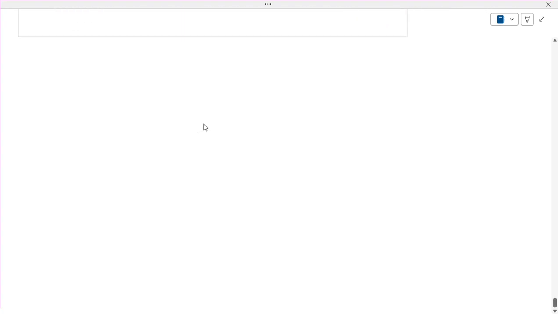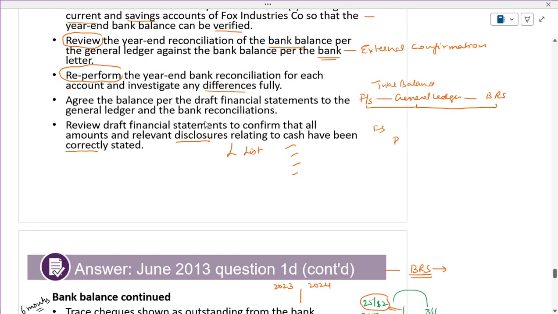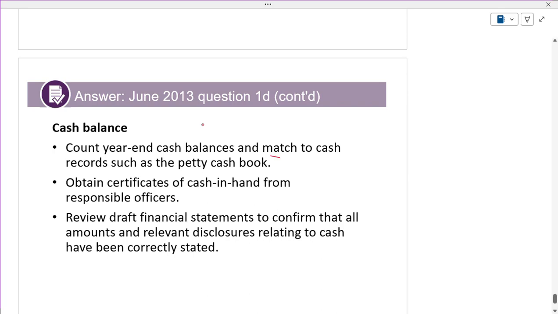Fine. The last one. What happens in terms of cash? Previously we talked about the bank balances. Next, we are talking in terms of cash. Count the year-end cash balance and match it to cash records such as the petty cash book. Every business will maintain a petty cash book. What is the physical cash and what is the system-registered cash? Obtain certificates of cash in hand from responsible officers. We are talking about the petty cashier and the supervising authority. From there also we have to get confirmation of the closing balance.